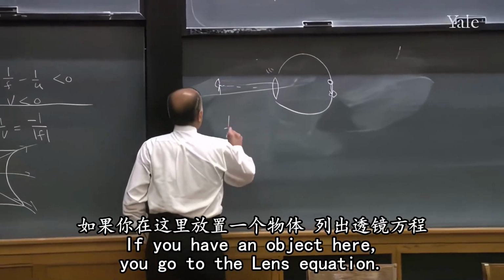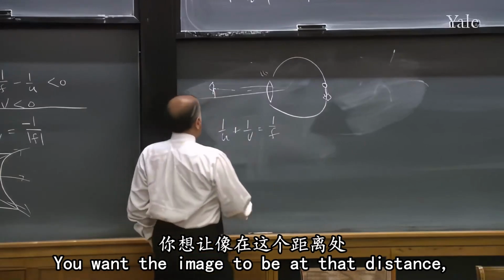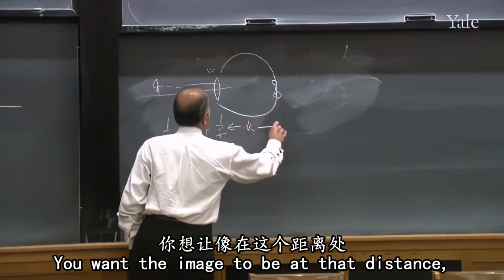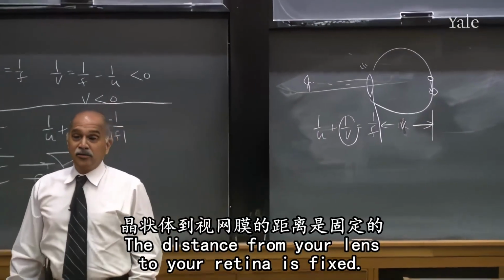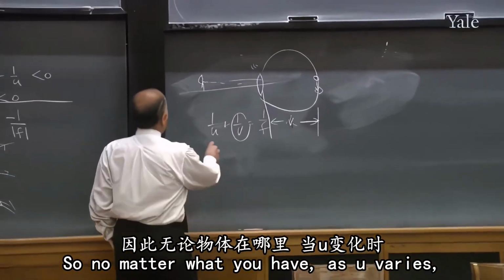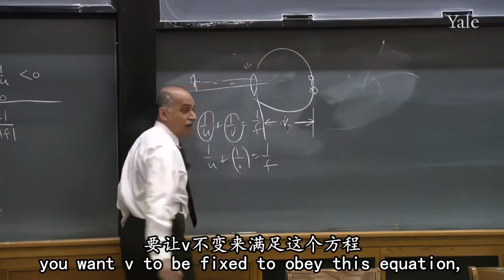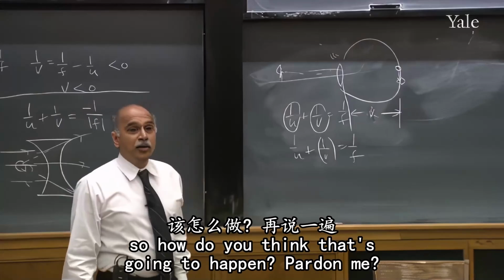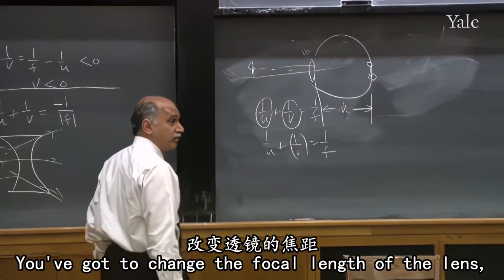If you have an object here, you go to the lens equation. You want the image to be at that distance, and that's non-negotiable. The distance from your lens to your retina is fixed. So no matter what you have, as u varies, you want v to be fixed to obey this equation. So how do you think that's going to happen? You got to change f. You got to change the focal length of the lens.